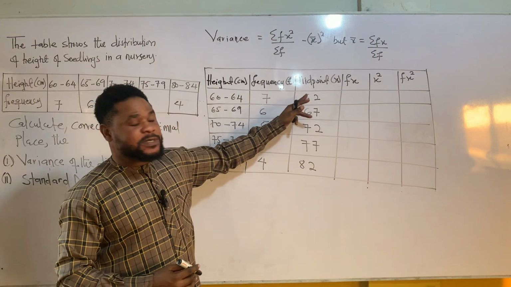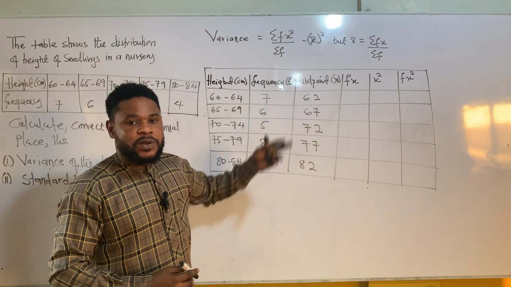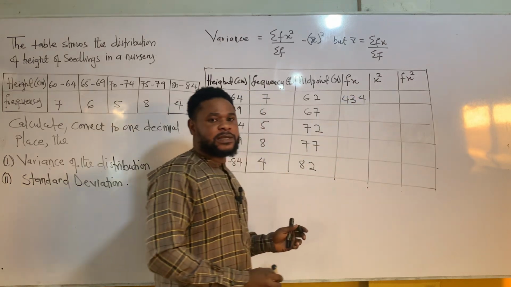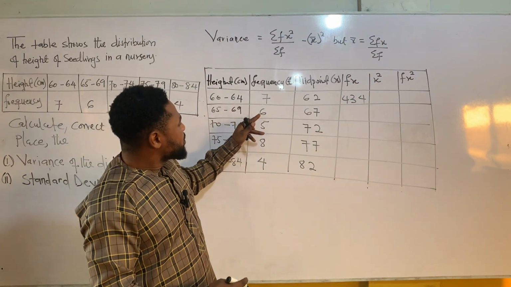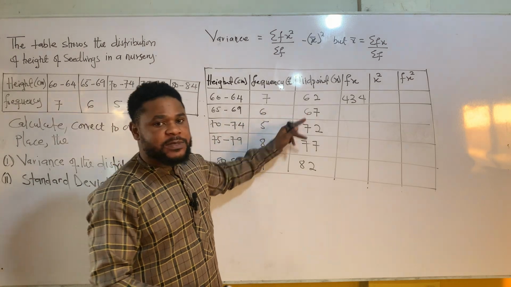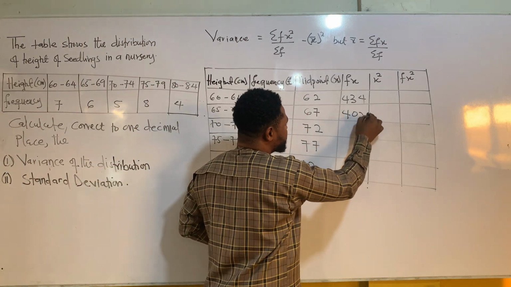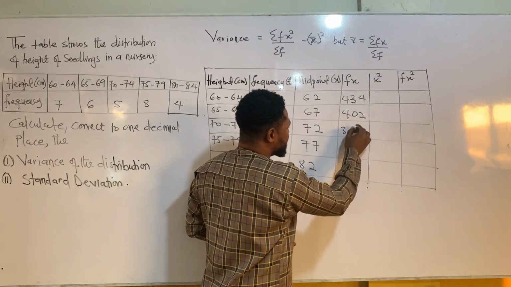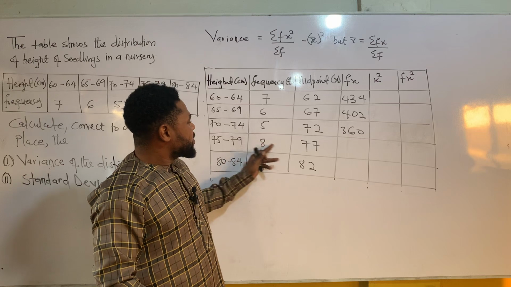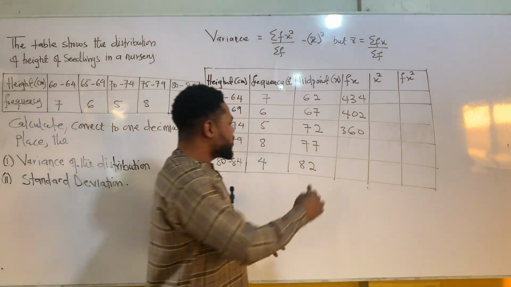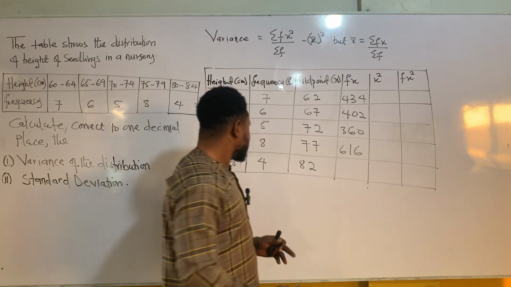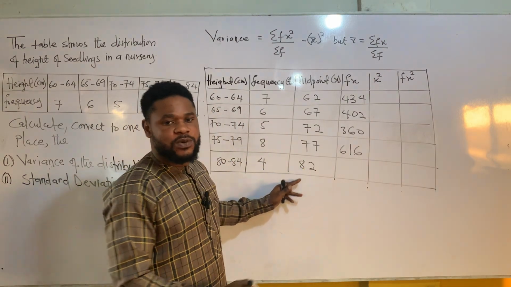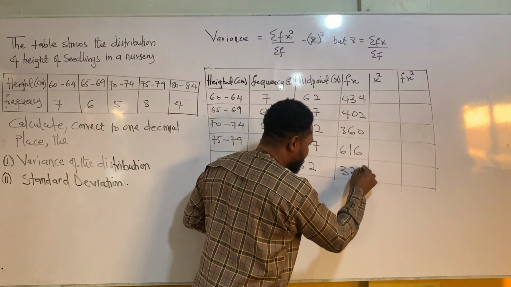So 7 times 62, that will give us 434 nicely. So you can also check it. This times this, we have 402. This times this, you have 360. 8 times 77, you have 616. And 4 times, that is 82, you have 328.